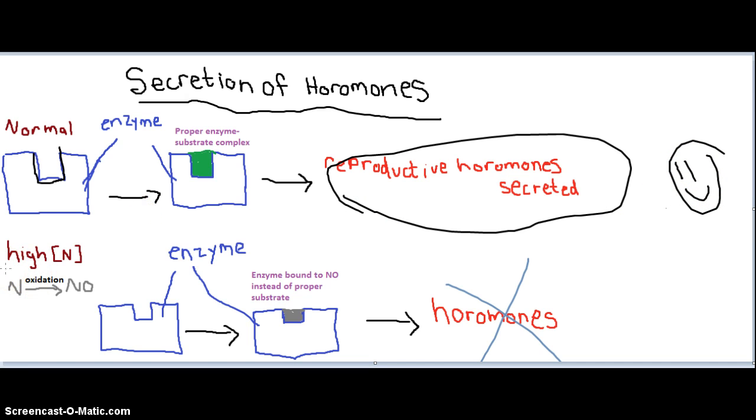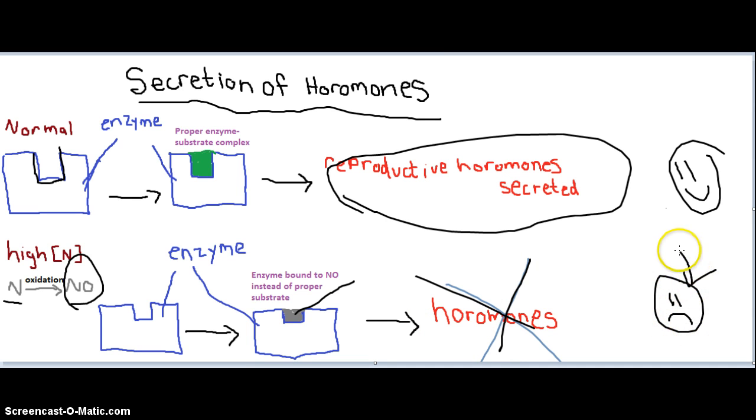But in high nitrogen concentration, we see that inside the arthropods, this N is going to be oxidized into nitric oxide. So here we have this normal enzyme again, but this time we have NO being bound to this enzyme, creating an improper enzyme-substrate complex. And so this inhibits the secretion of the hormones, and the animal is unable to reproduce and eventually maybe dies.